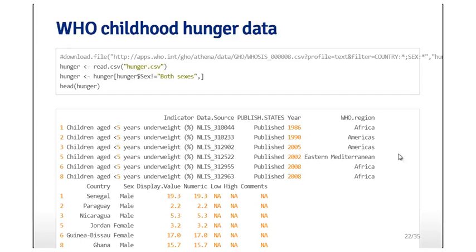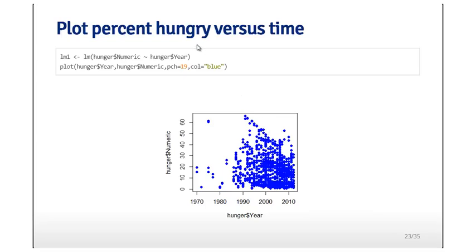It has time, region, country, gender. We're not going to use all of these variables, and there's some missing ones, some ones that didn't get grabbed correctly. Okay, so let's plot the percent of the population that's hungry versus time, starting at 1970, where the start of the data set was. So it's hunger year versus hunger star numeric, which is, I guess, percent hungry. And there's your plot.